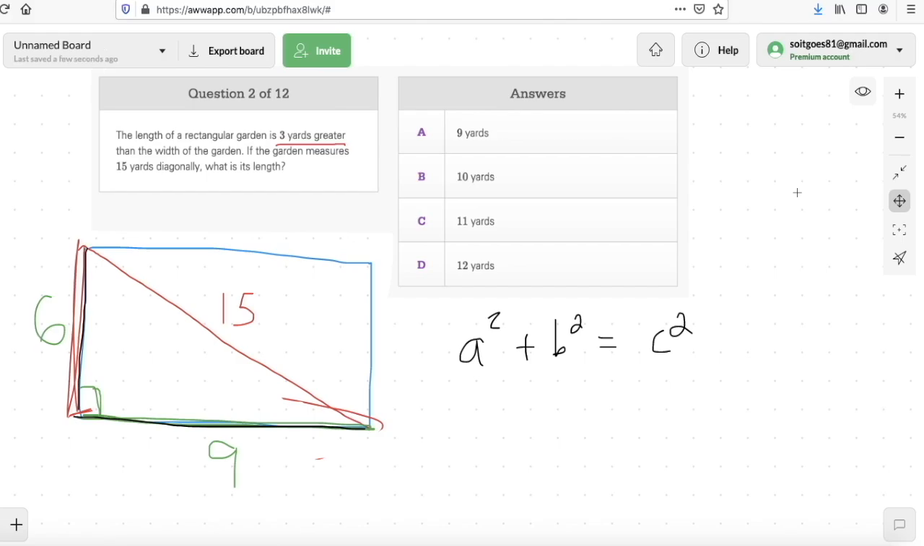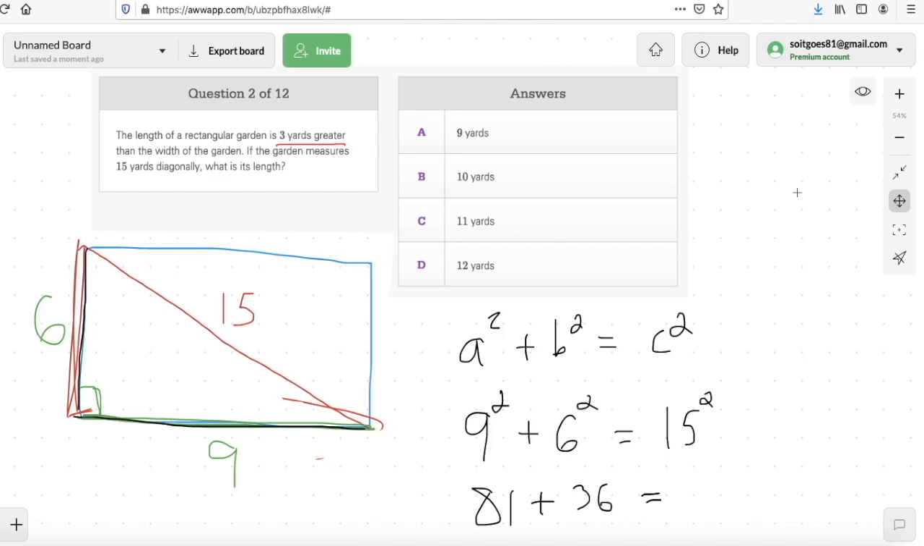It doesn't matter which one's a, which one's b. Let's make 9 a, so we get 9 squared, and 6 is b, so b squared, and that's got to equal 15 squared. It has to equal it, if it's a right triangle, which it is, and if the length is 9. Well, let's calculate it. You've got a calculator. What's 9 squared? 81. What's 6 squared? 36. Does that equal 15 squared?